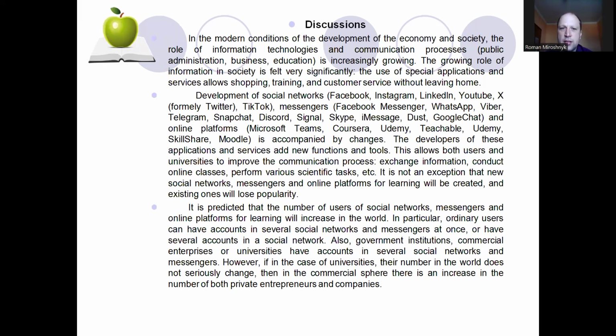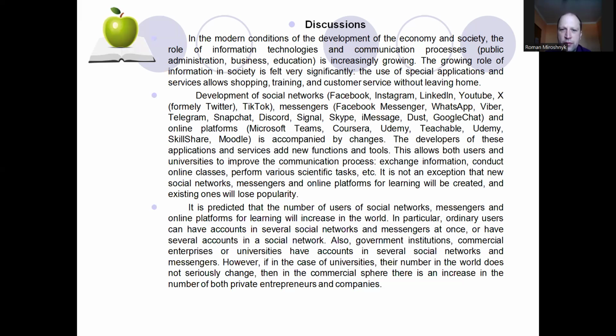In the modern conditions of the development of the economy and society, the role of information technology and the communication process is increasingly growing. The growing role of information in society is felt very significantly. The use of special applications and services allows shopping, training, and customer service without leaving home.